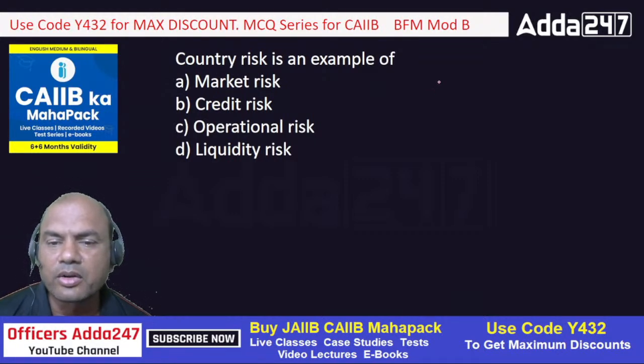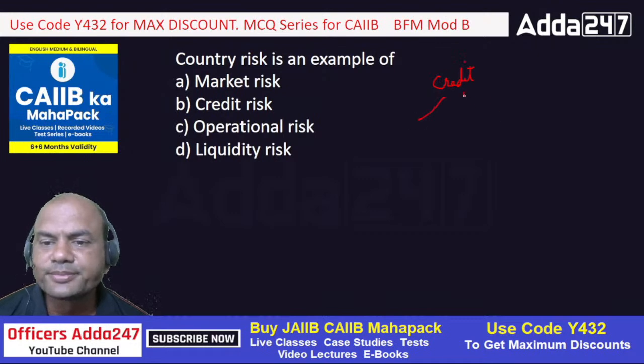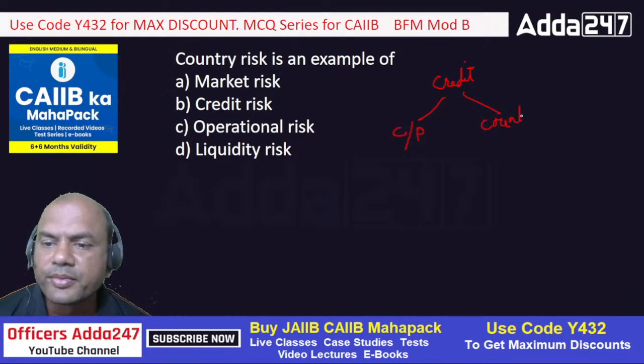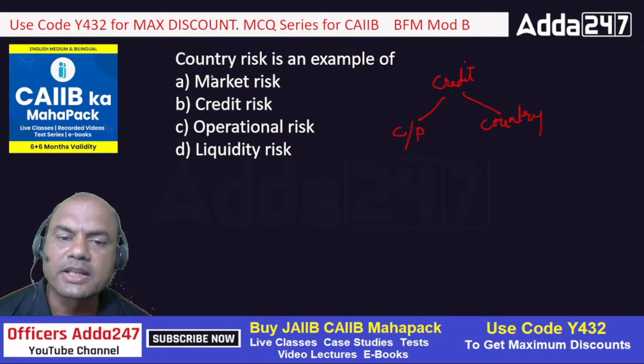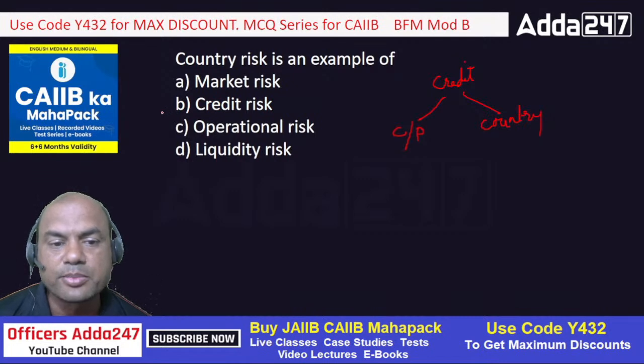Market? No, market, not market. See this. Credit risk is of two types. One is counterparty, I'll write this CP only now, and second is country. Always remember this: country risk and counterparty risk. Got it? So country risk is an example of what now? Correct. Now type the answer. The answer is B. Okay.